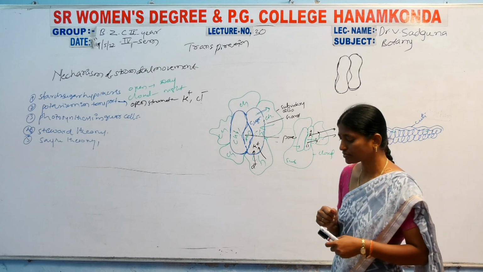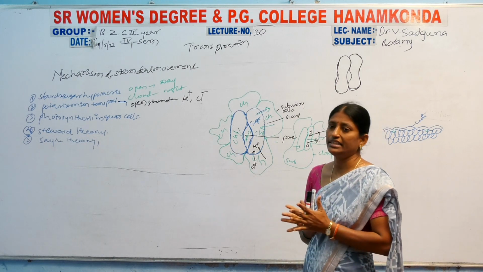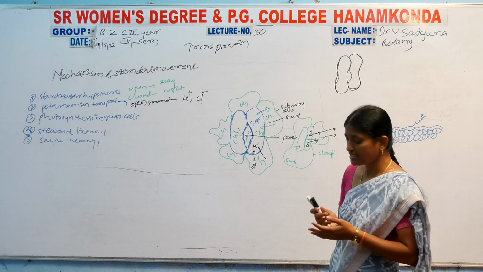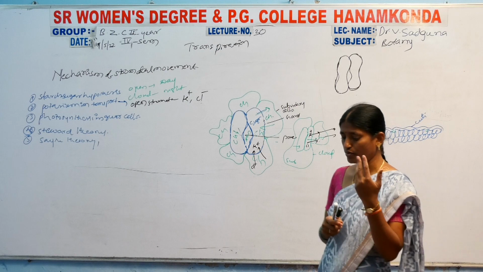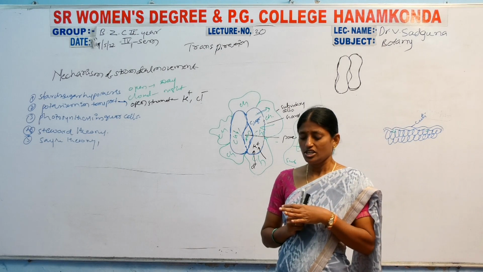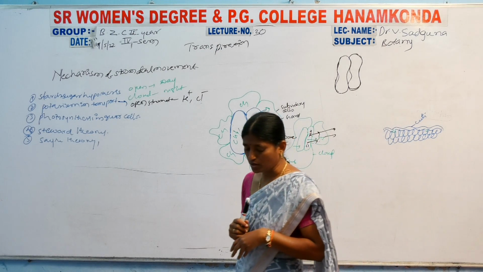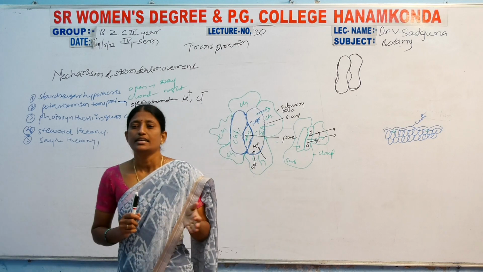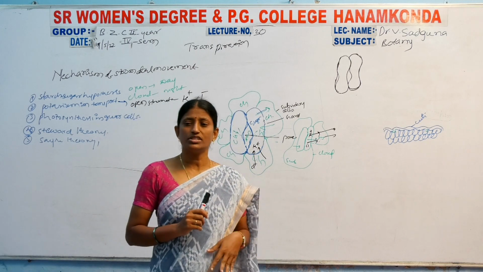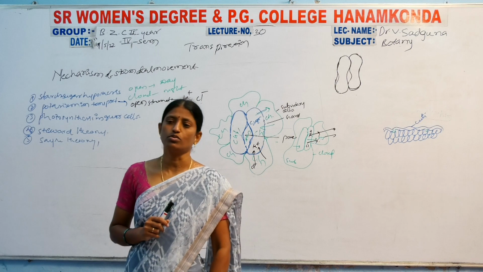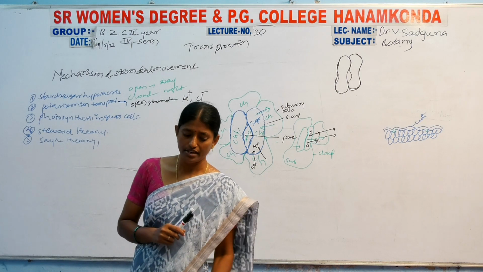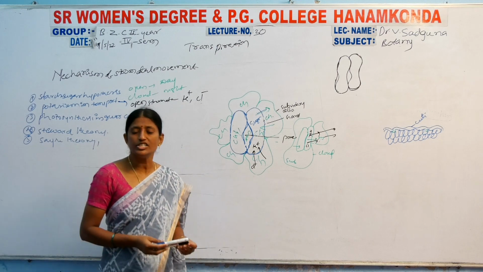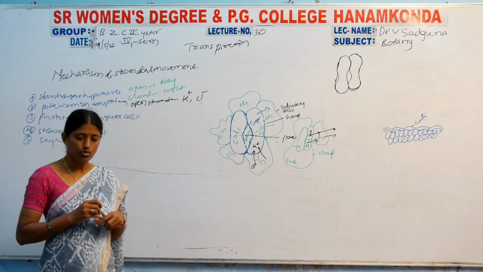Then the starch theory. In this starch theory, in the presence of photosynthesis enzymes, starch is converted to glucose, and glucose is converted to starch. Starch converted to glucose, glucose converted to starch, so here it is a reversible reaction. Then most of the enzyme is converted into glucose.